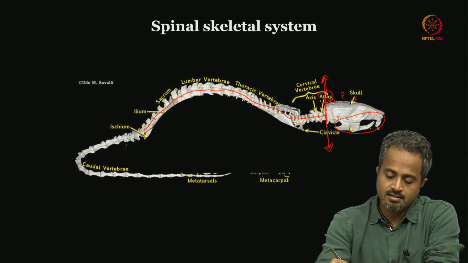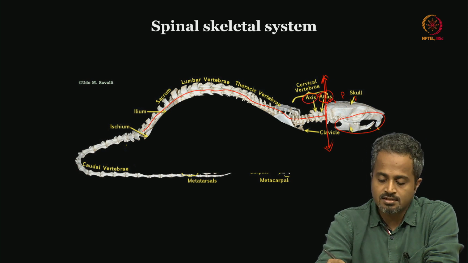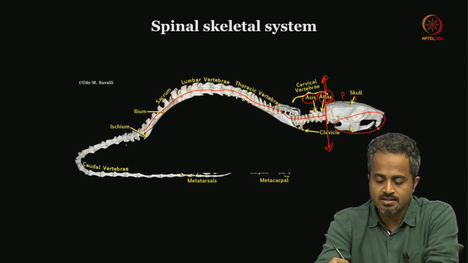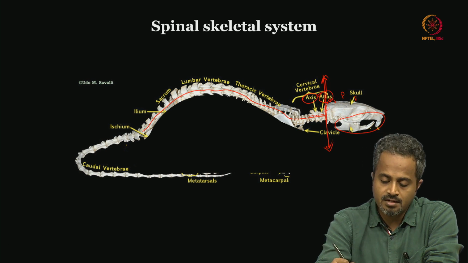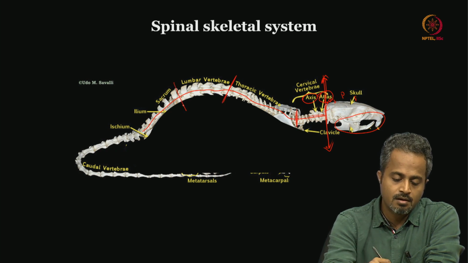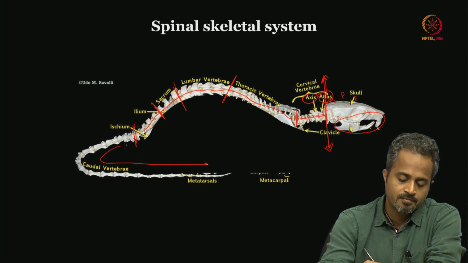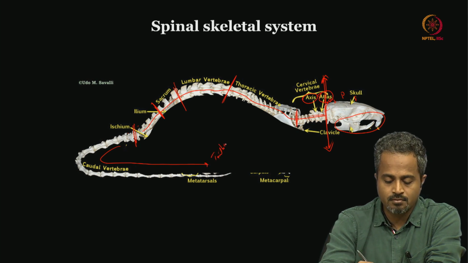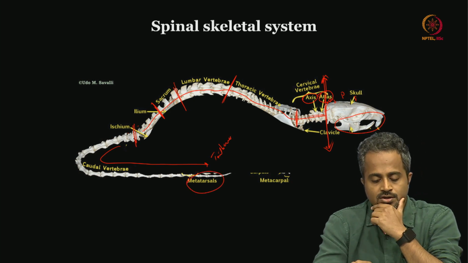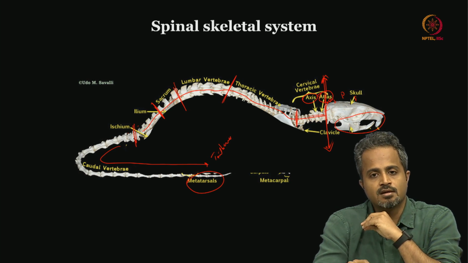So that is atlas, which is the first cervical vertebra. Then the axis. Axis has the odontoid process, along which the head can rotate on the central axis, all right. Then comes the remaining cervical vertebra. Until there is the thoracic vertebra, lumbar vertebra, sacrum, and then it becomes the coccygeal vertebra from there, and then it's all the tail bones, which are known as metatarsals, all right. So this is how the entire spinal skeletal system is arranged.